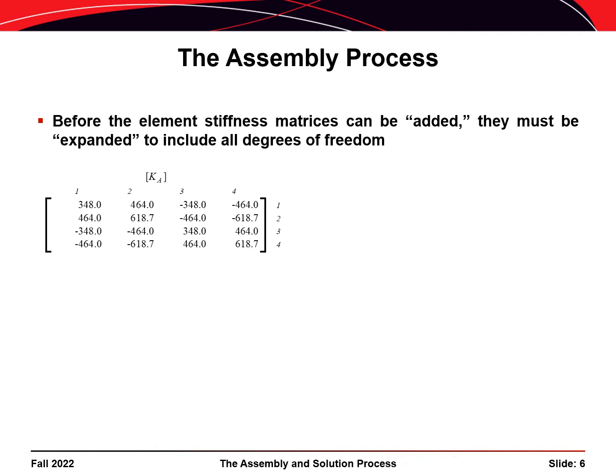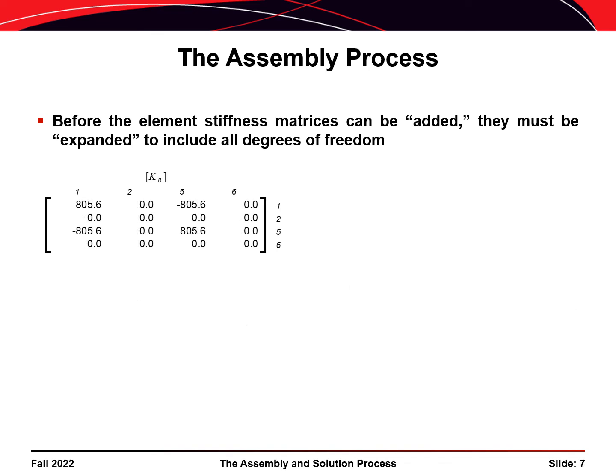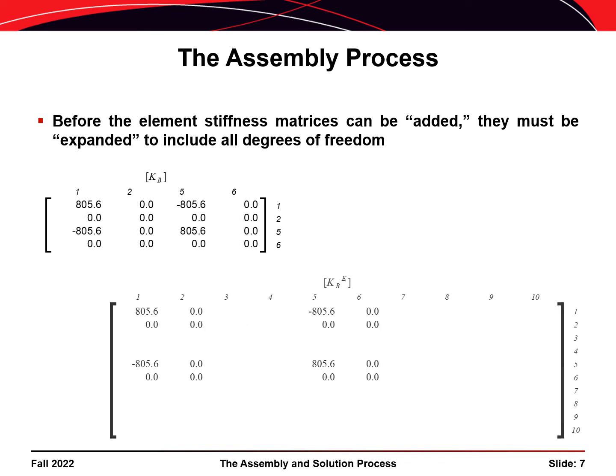Before we can add the element stiffness matrices together to form the global or structure stiffness matrix, each of the element stiffness matrices has to be expanded to include all of the degrees of freedom for the structure. You can see here that the 4x4 element stiffness matrix for member A has been expanded to include degrees of freedom 5, 6, 7, 8, 9, and 10, which are not directly associated with member A. And on this slide, you can see that the element stiffness matrix for member B has been expanded to include degrees of freedom 3, 4, 7, 8, 9, and 10, which are not directly associated with member B.